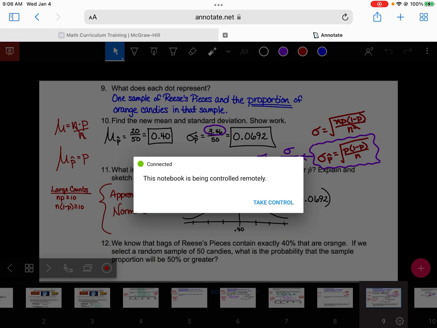What's right in the middle? What's my mean? 0.4, so 40%, right? Is 50% going to be to the right or to the left of that? It's going to be to the right of that. So I want to know 50% or greater, so I would put 0.50. I would put this down on number 12. And I want to know everything more than that. So down on number 12, redraw your normal curve. You're going to put 50% on there, and you want everything to the right of it.